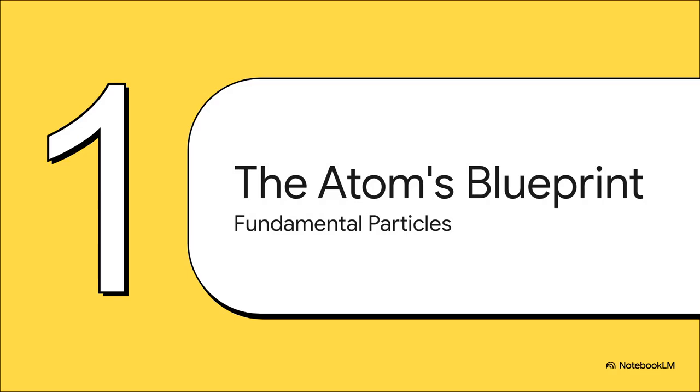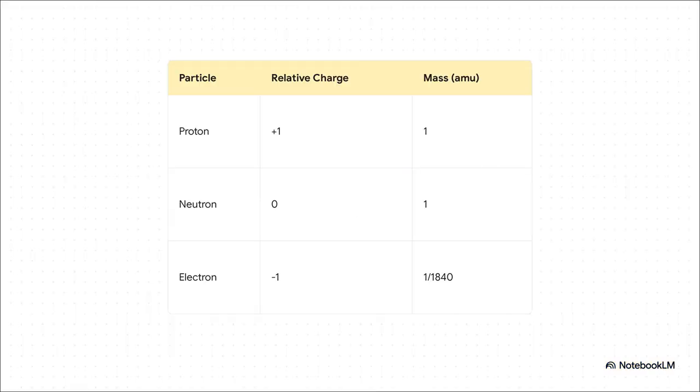All right, our first stop on the tour is the basic blueprint. This is where we meet the three key players, the fundamental particles that make up every single atom in the entire universe. Okay, take a look at these numbers. You've got your protons, which are positive, and your neutrons, which have no charge. Notice they both have a relative mass of 1.